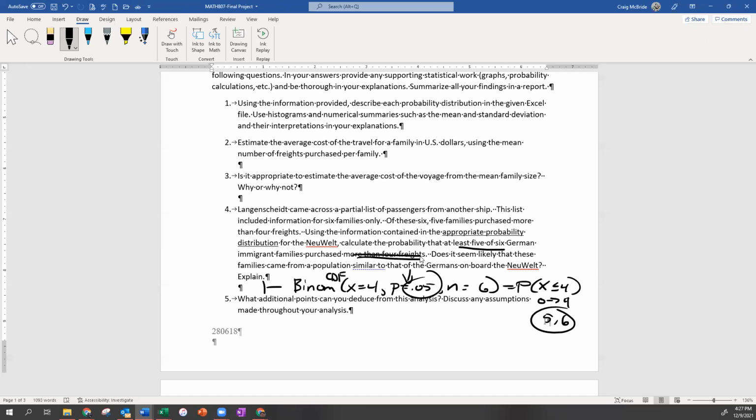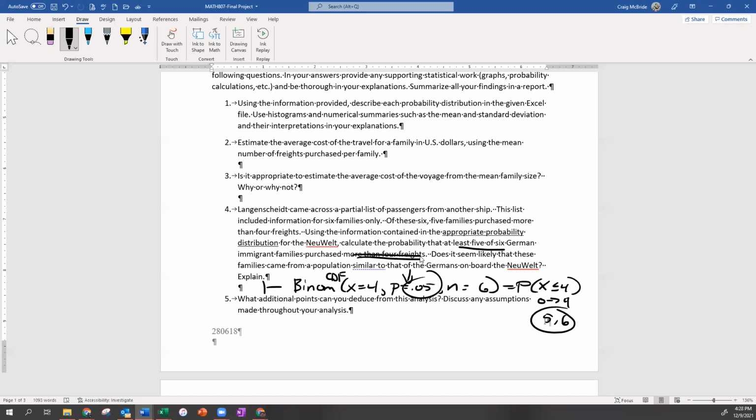Well, it's because the question is trying to determine whether or not this data came from the New Welt. So if you apply the probability distribution of the New Welt to this data and it fits well, then it means it's probably from the New Welt. But if it doesn't fit well, then it means it probably isn't.